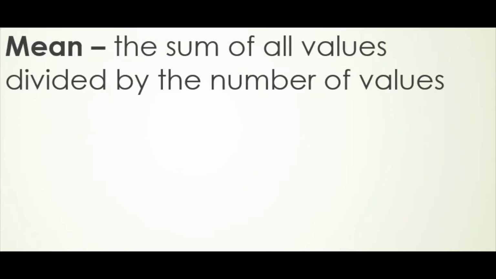So the first way is with mean, and mean is what we usually associate with the word average. When we talk about average, we usually mean mean. A mean is the sum of all the values in a data set divided by the number of values in that data set. So it's what we typically think of when we think of average.